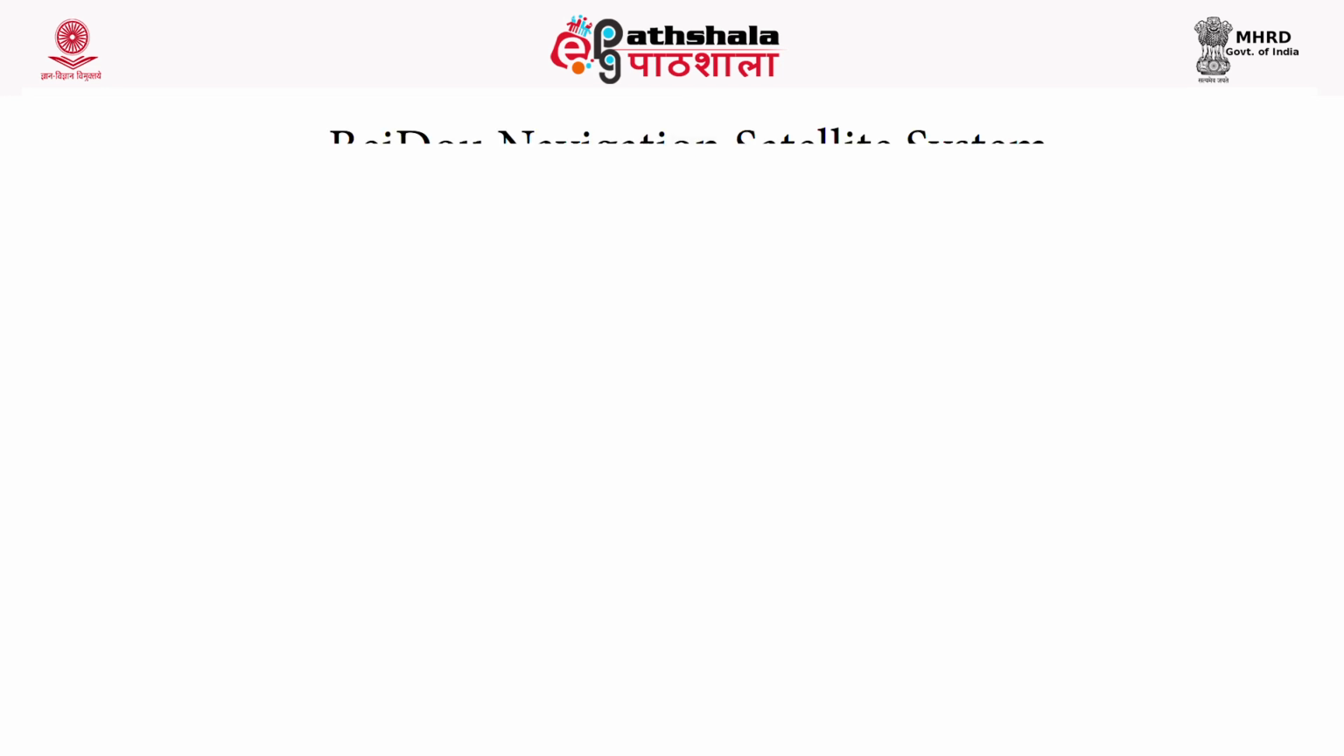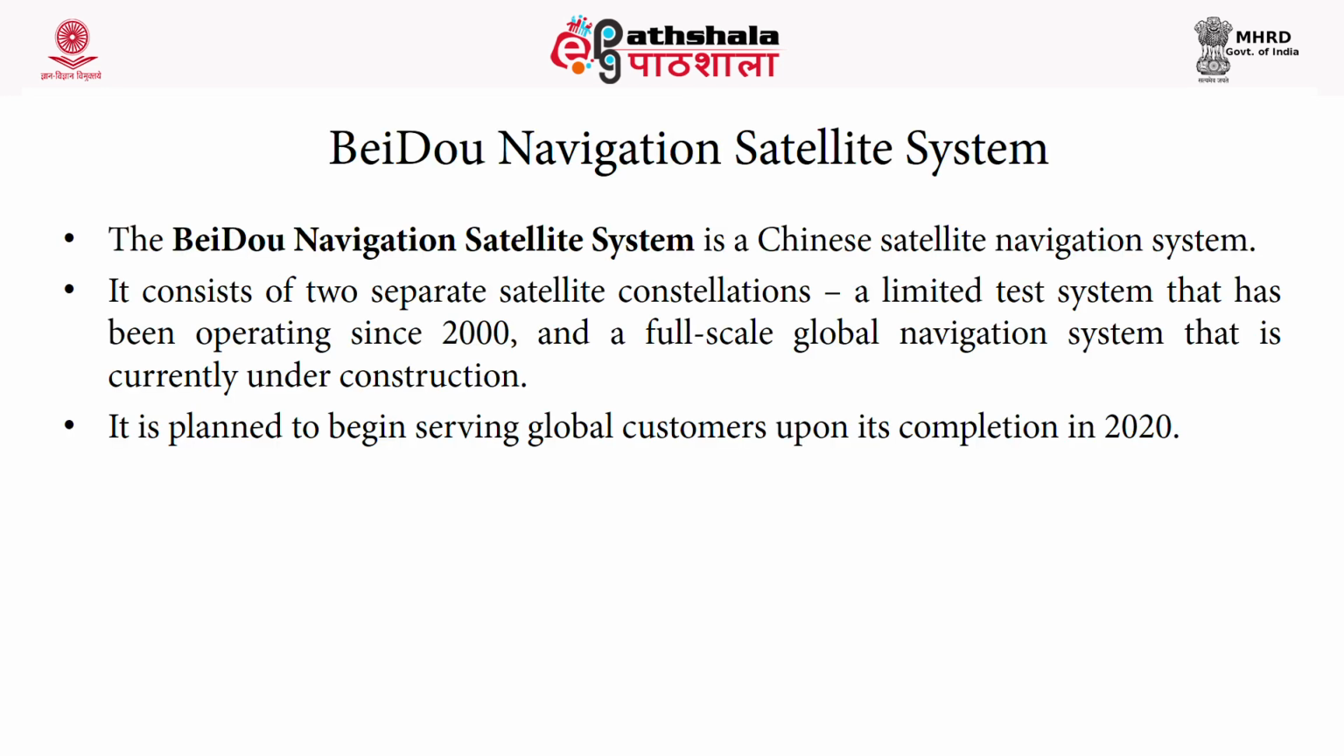The next in the series is the Chinese Navigational Satellite System, which is called the BeiDou Navigational Satellite System, and it consists of two separate constellations and has been operating since 2010, but will be fully functional and will start serving global customers by 2020.